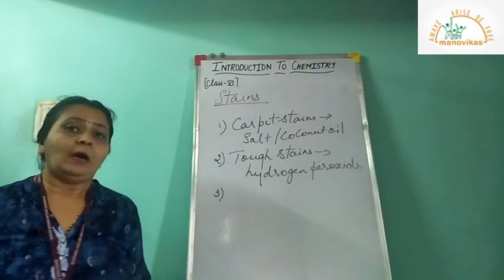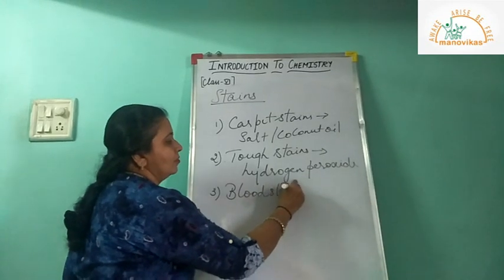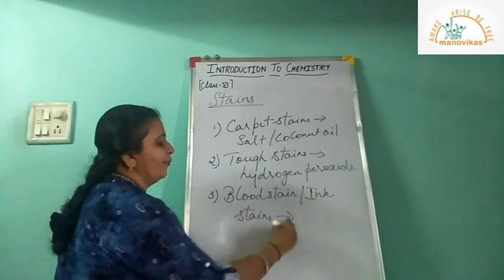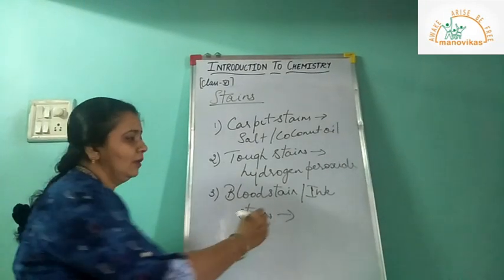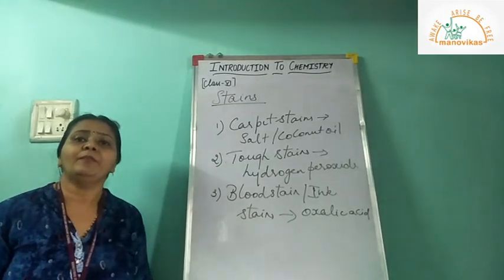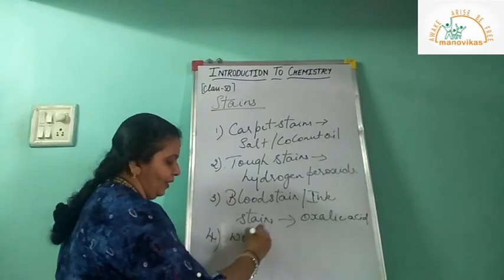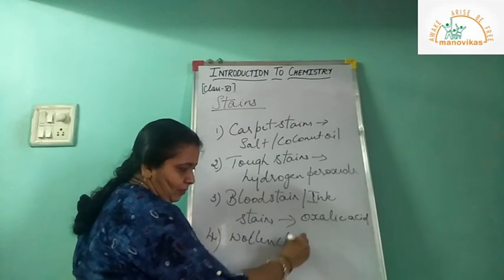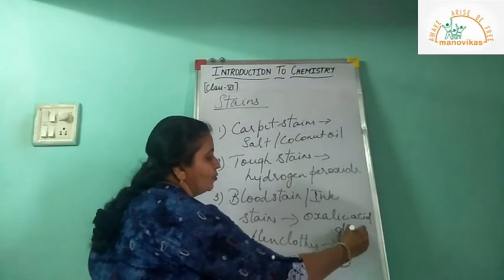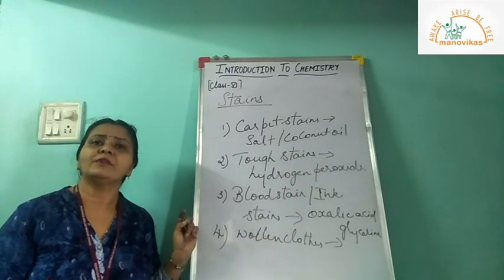Now comes the blood stain or ink stain. Ink stains can be removed by using oxalic acid. And the stain from woolen clothes can be removed by using glycerin. So these are the different types of chemicals used to remove stains.